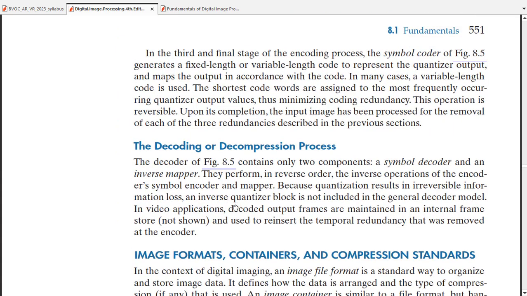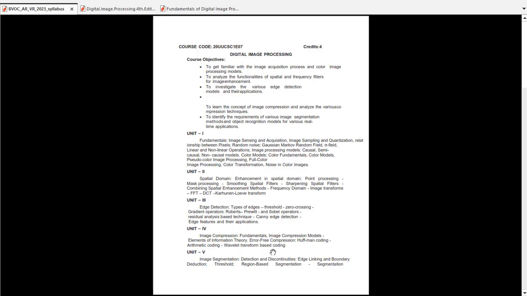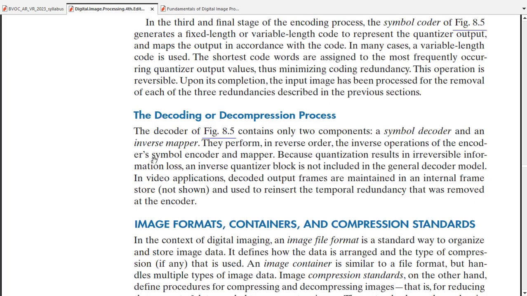The decoding or decompression process is similar to encoding, but it is simply a decoder that inverts the mapping. The inverse mapping plays a major role in error-free compression. Like that, we will study Huffman coding.